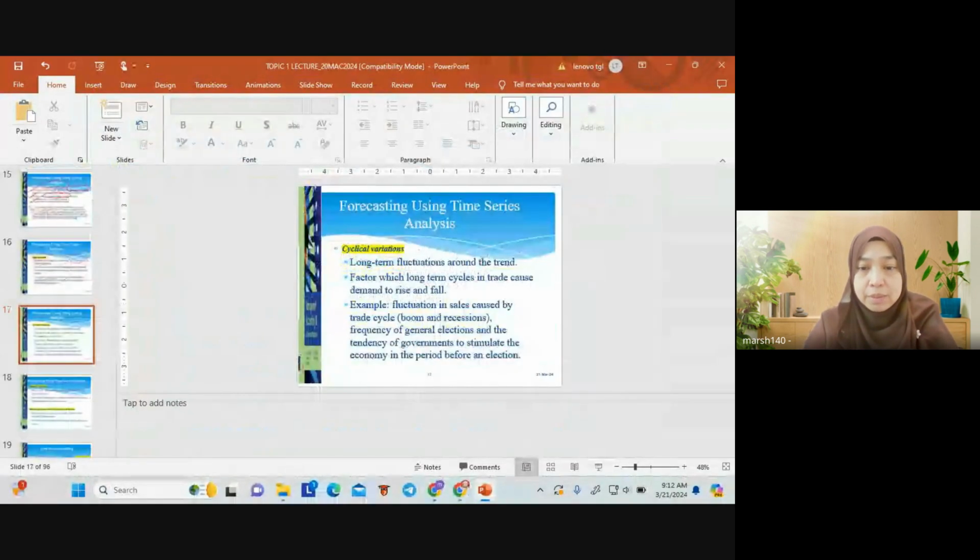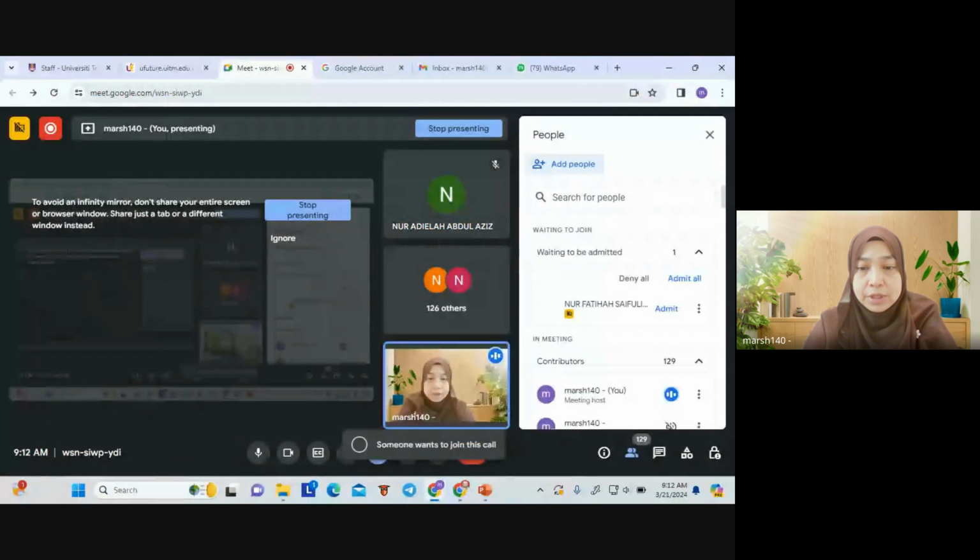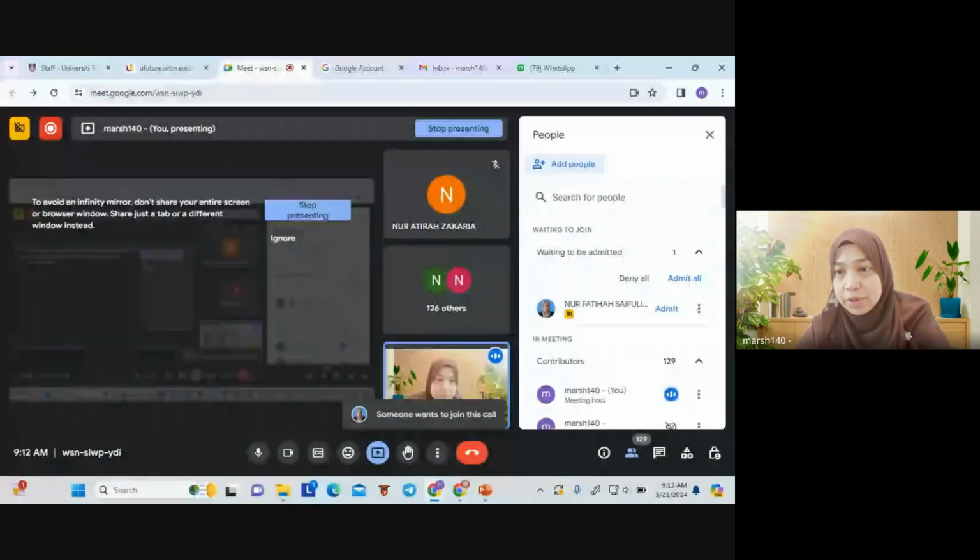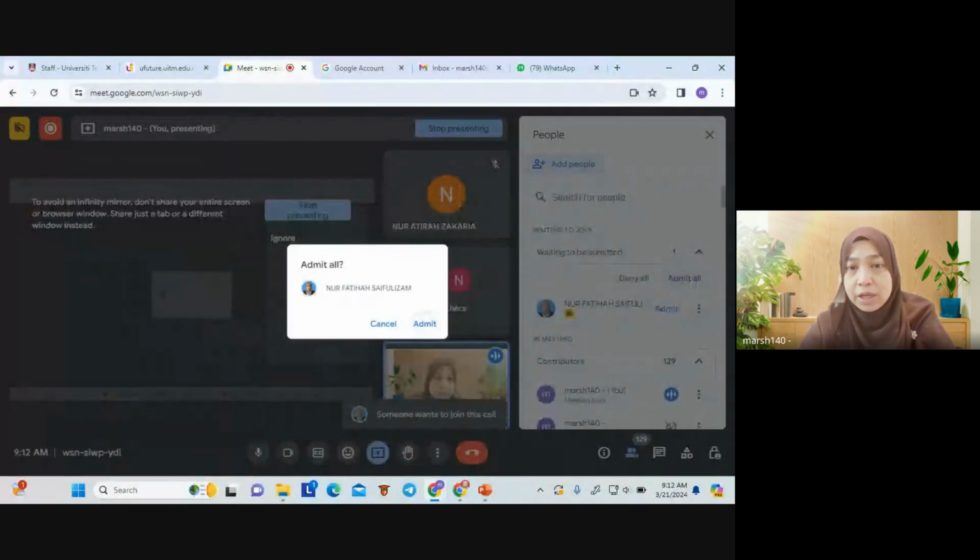Kita dengar macam ada orang nak masuk kan. Tak ada pun? Oh, ada. Sian Fatihah nak masuk tak boleh.